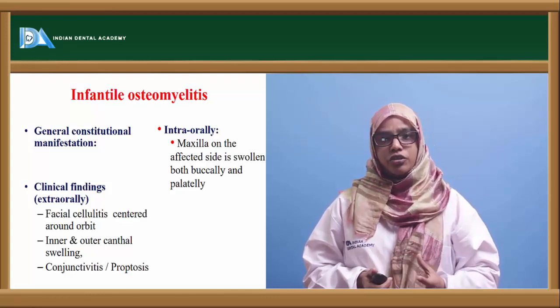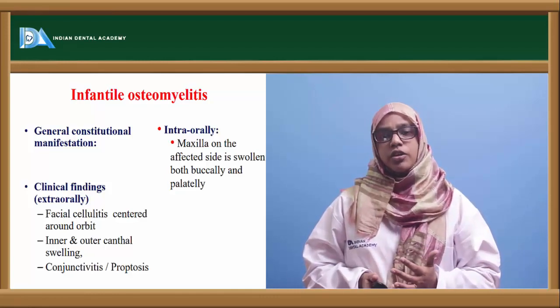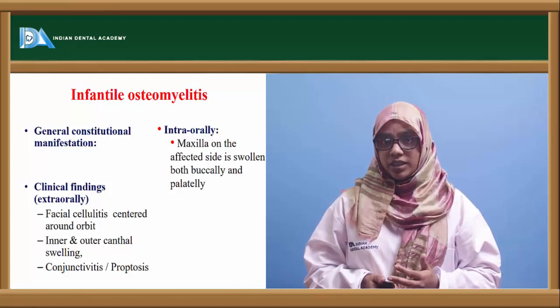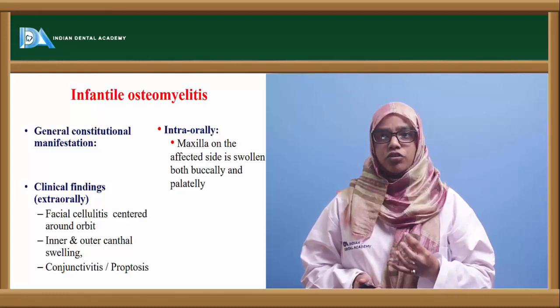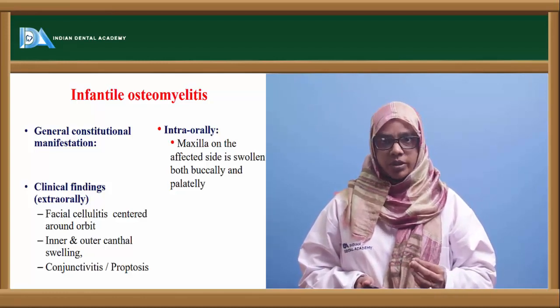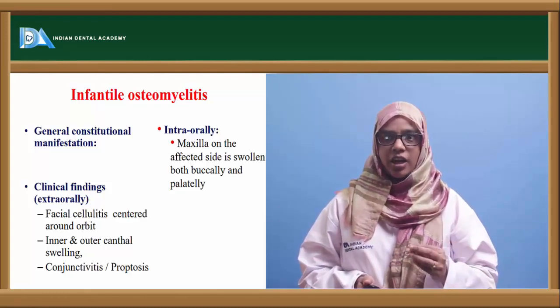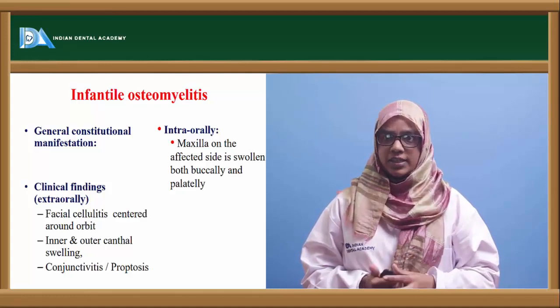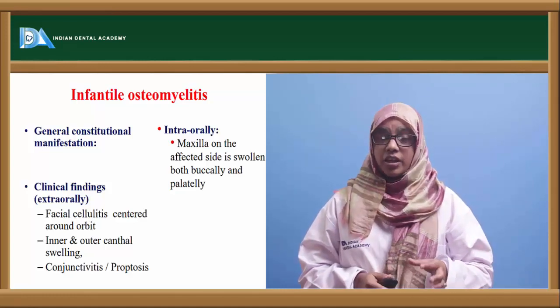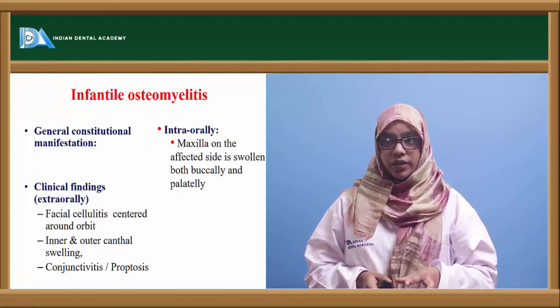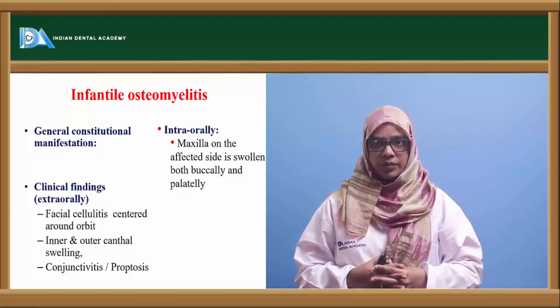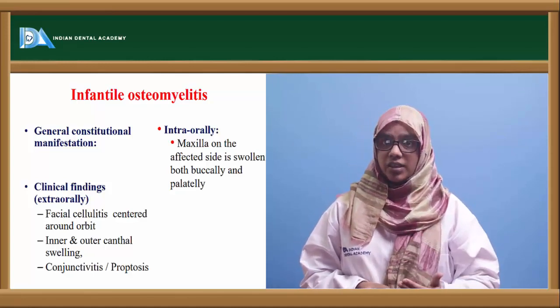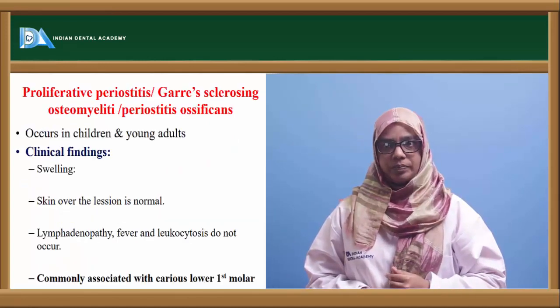Now, the general constitutional manifestation is you have pyrexia, anorexia, vomiting, constipation. Then clinically there will be facial swelling which is centered over the orbit. There is inner and outer canthal swelling, conjunctivitis and proptosis. Then intraorally the maxilla is affected, that is swollen both buccally and palatally, and there will be presence of a fistula. This condition affects the maxilla rather than the mandible.